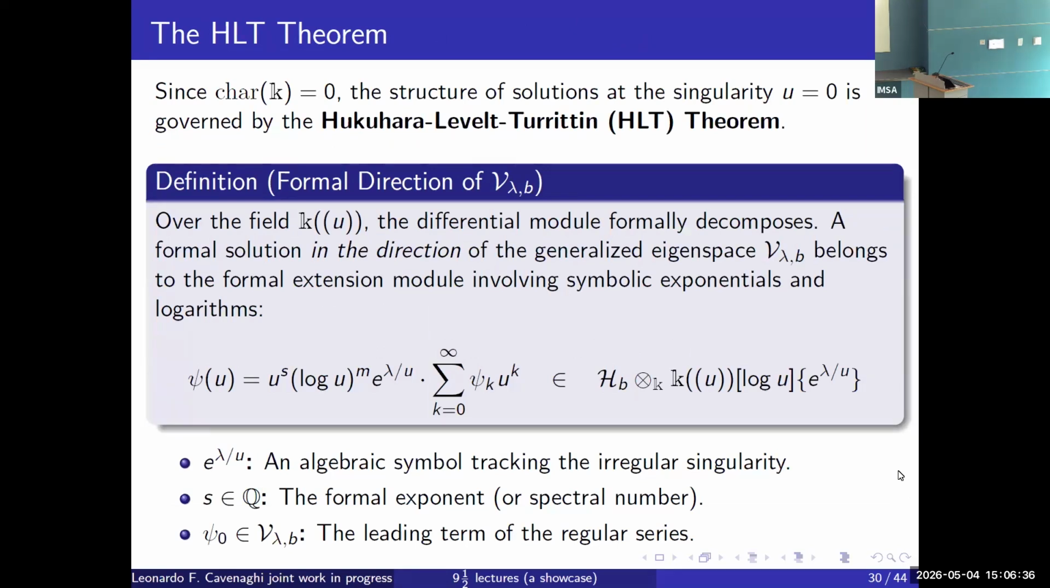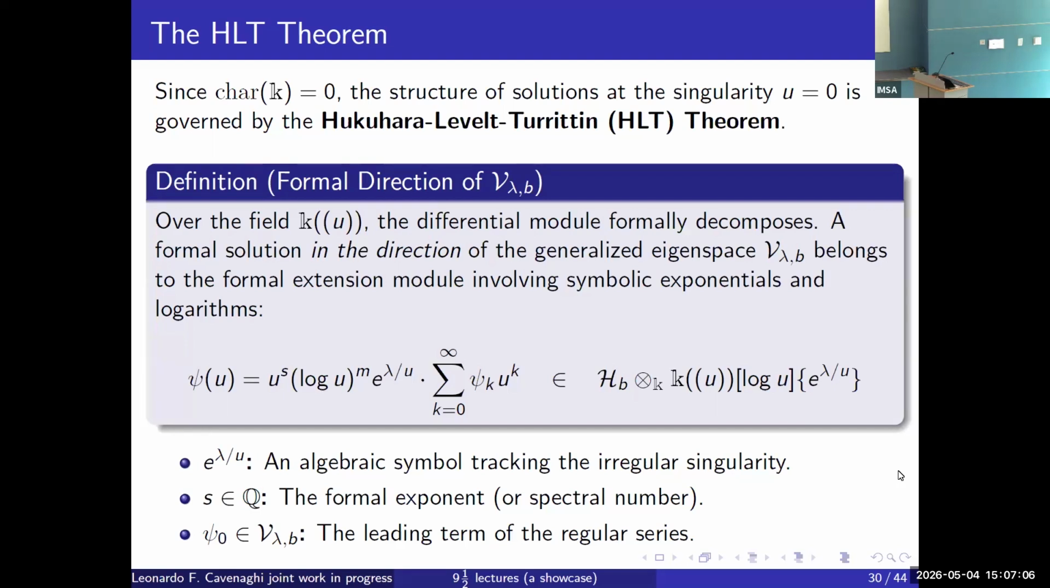We fix this definition here. We're going to say that a formal solution in the direction of a generalized eigenspace, because again the quantum differential equation has this component of the order vector field, is expressed like that. So let's see, u to some power, some log, all sitting in an element, this huge space. This is the fiber at your base point.